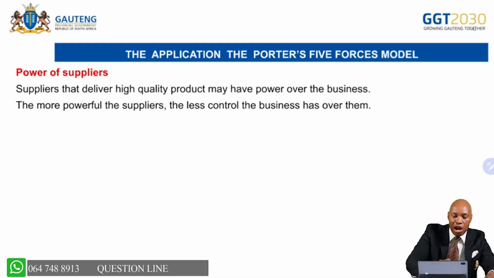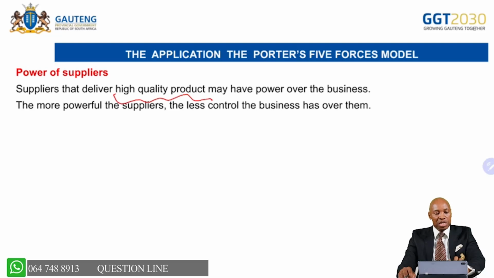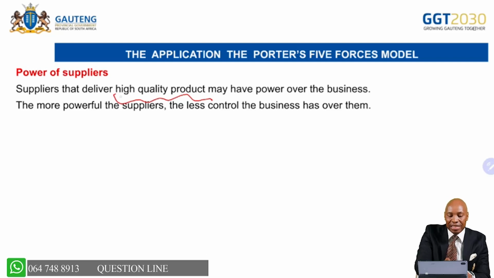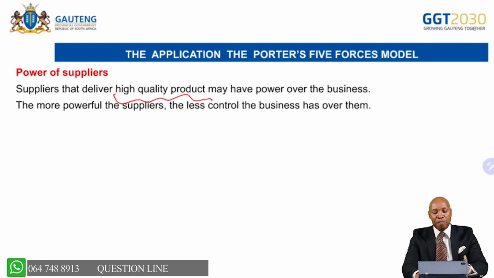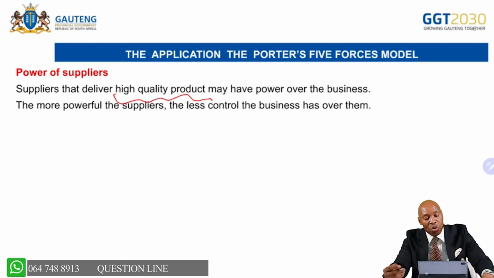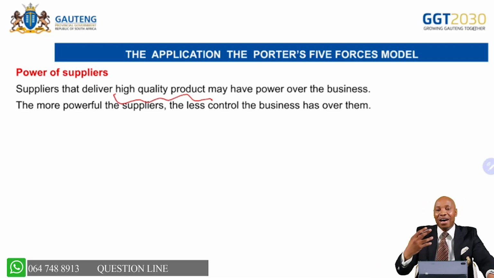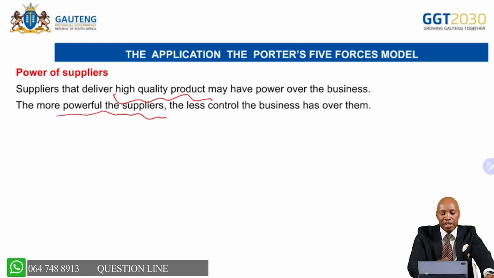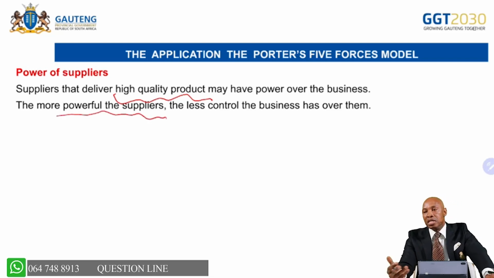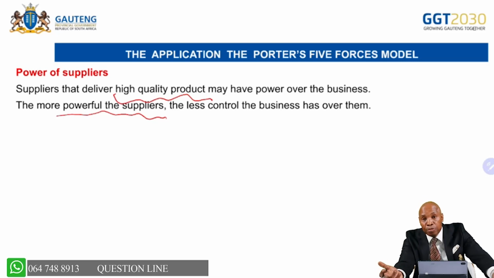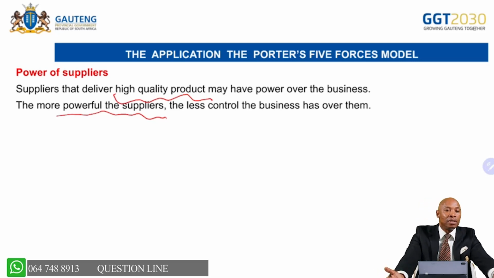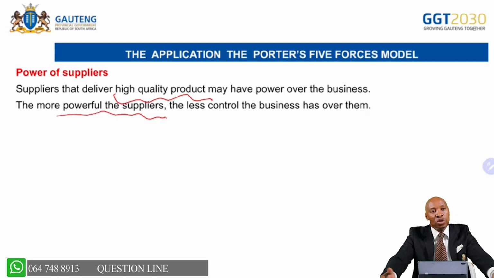Suppliers that deliver high quality products. You see, with this supplier, what makes this supplier have power? This supplier delivers high quality products, and may have power over the businesses, because the supplier delivers high quality products as compared to other suppliers. Therefore, the second bullet says, the more powerful the supplier, the less control the business has over them. Now, it poses a challenge to a business.